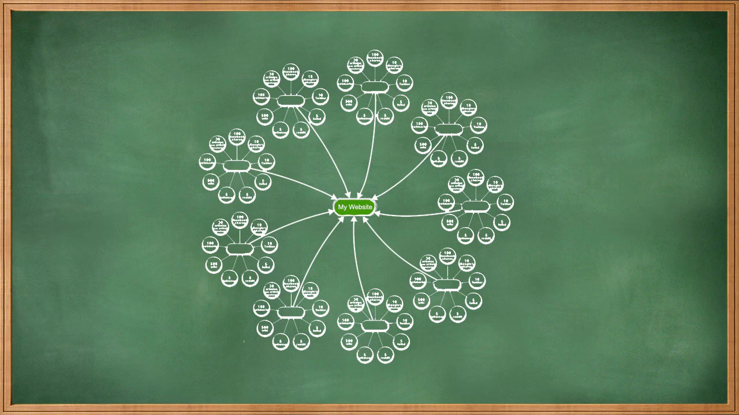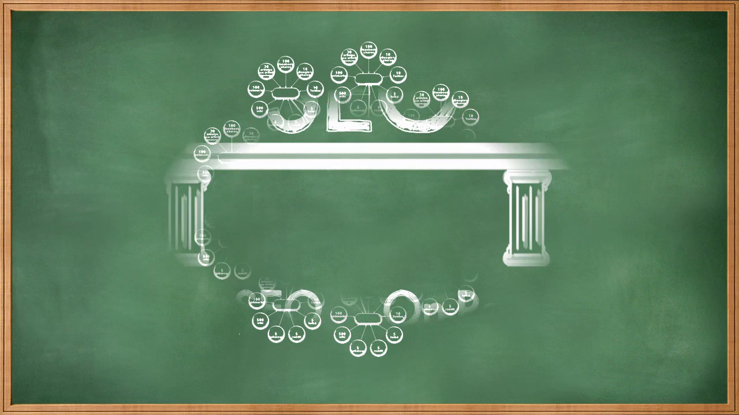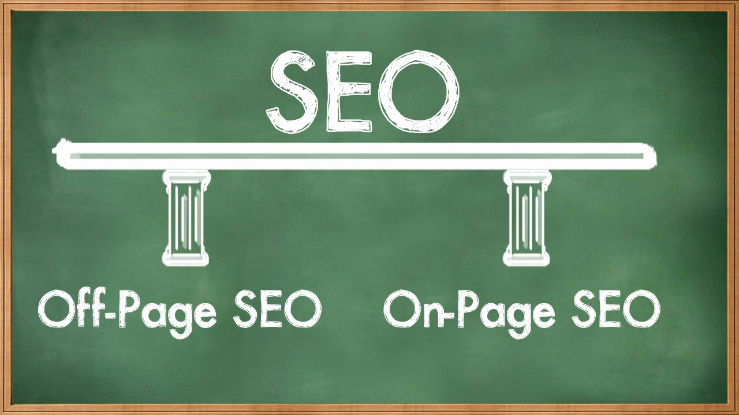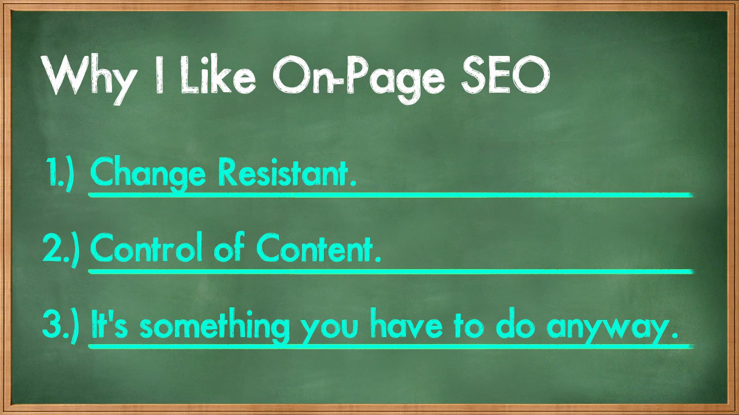Hence, you are forever subject to the whims of the guy who owns the website. If you work really hard on an article for a particular site, and then the owner goes out of business, well, you've lost that backlink. That can be pretty frustrating. Thankfully, with on-page SEO, all of your content is on your own website, so you always retain complete control of it. Reason number 3, on-page SEO is something you have to do anyway.